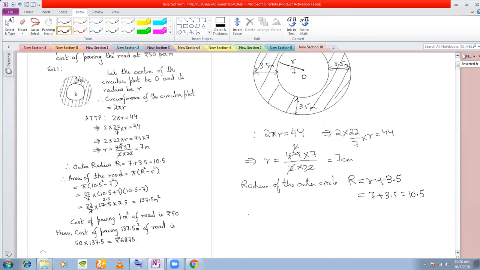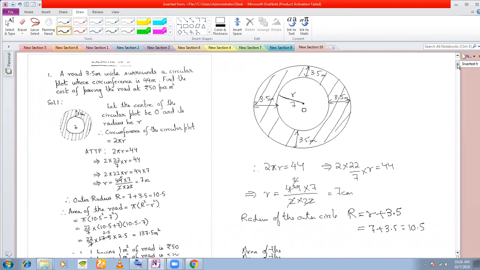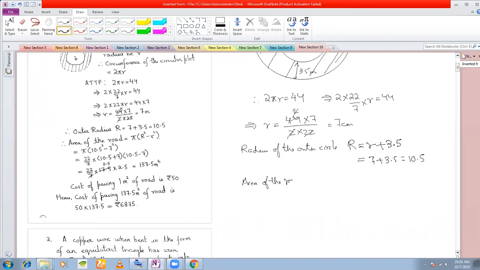So therefore, what should be the area of the road? What is the word they have used here? Area of the road. The area of the road is nothing but the area of the shaded region, which is in the form of a circular ring. So its area should be pi times capital R square minus small r square. So pi, capital R is 10.5 and small r is 7.